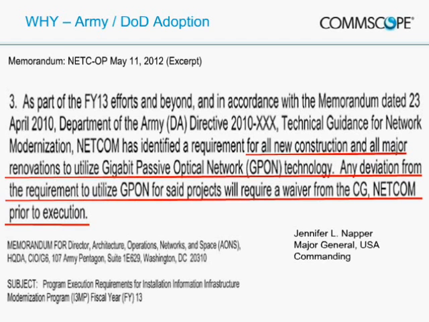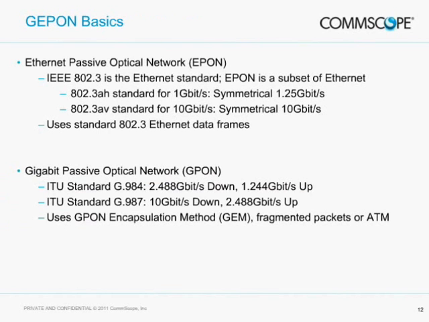So some basics. And I'll say something about the title. I put GPON or GEPON. That's how we referred to it when we went through certification. But basically it refers to Gigabit PON or Ethernet PON. On an Ethernet passive optical network, we're using an 802.3 standard, and it's a subset of Ethernet.